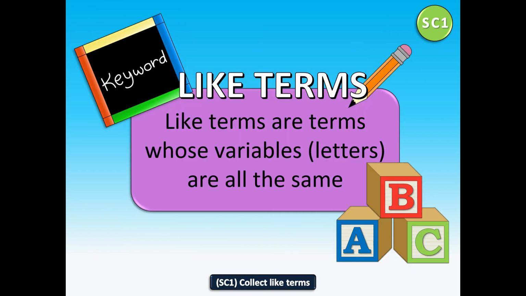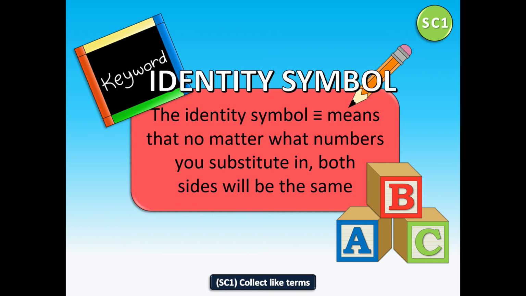Like terms are terms whose variables, letters, are all the same. The identity symbol, which is 3 lines, means that no matter what numbers you substitute in place of the letters, both sides will be the same.